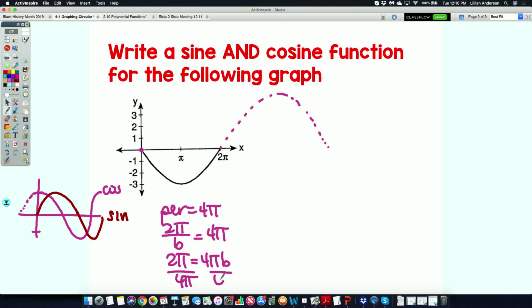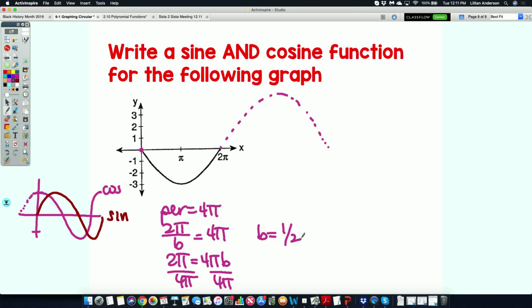B is what? 1/2. So when you recognize how many cycles actually occur between 0 and 2 pi, remember that is your B. That's your B. Your B tells you how many cycles occur between 0 and 2 pi. That was only half of a period.